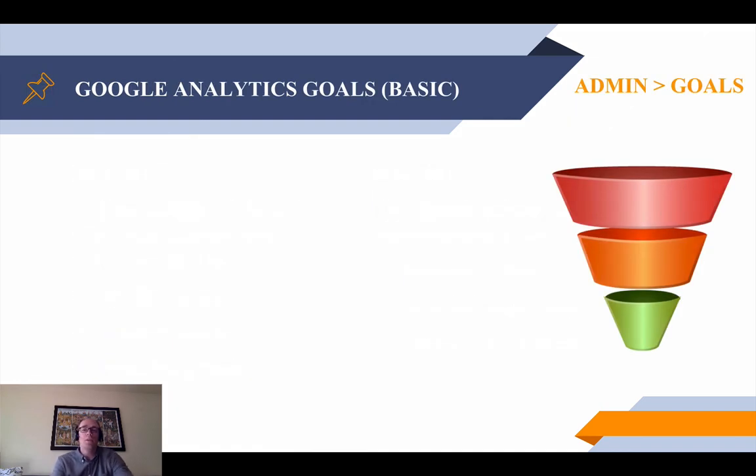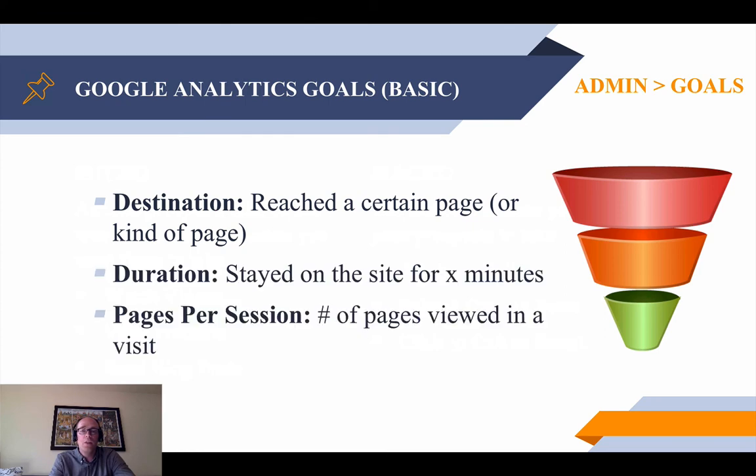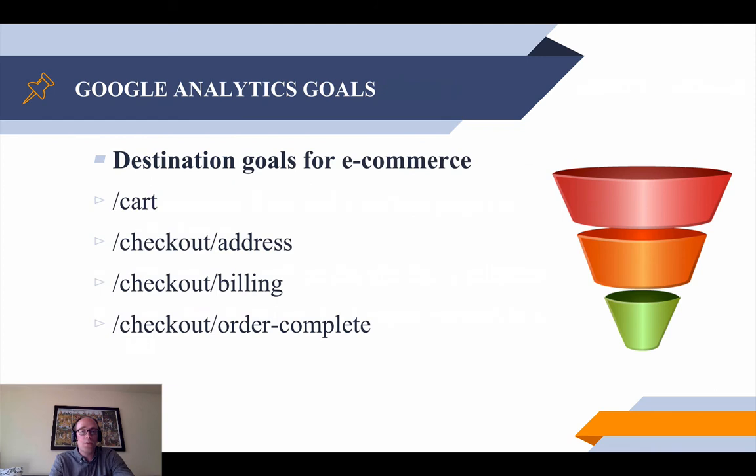So we can go into admin goals in analytics, and I'll talk about 3 that are pretty basic that you could set up now. So destination, reach a certain page or reach a certain kind of page. So if it contains blog, let's count it as a blog post reach. Duration, how long do they stay on the site, and then how many pages did they look at? These are all fairly straightforward to set up.